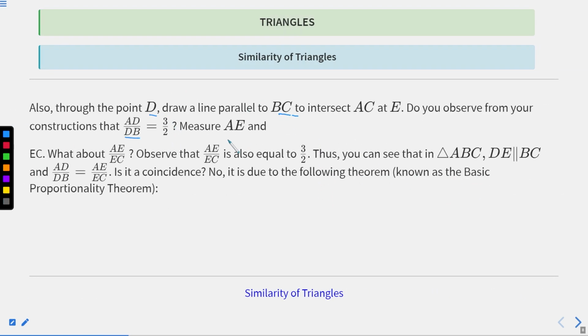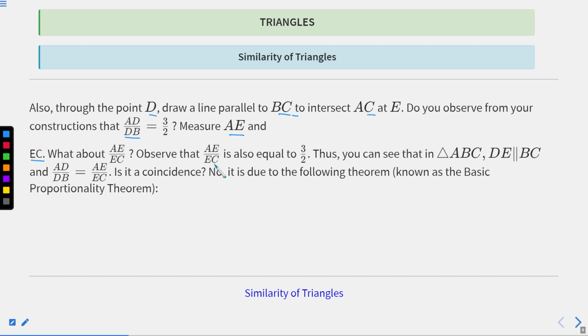You can measure AE and EC. What about the ratio AE over EC? If you observe that, then this ratio AE over EC is also equal to 3 by 2. From the previous figure, you can measure AE and EC, and you will find the ratio AE by EC is equal to 3 by 2.